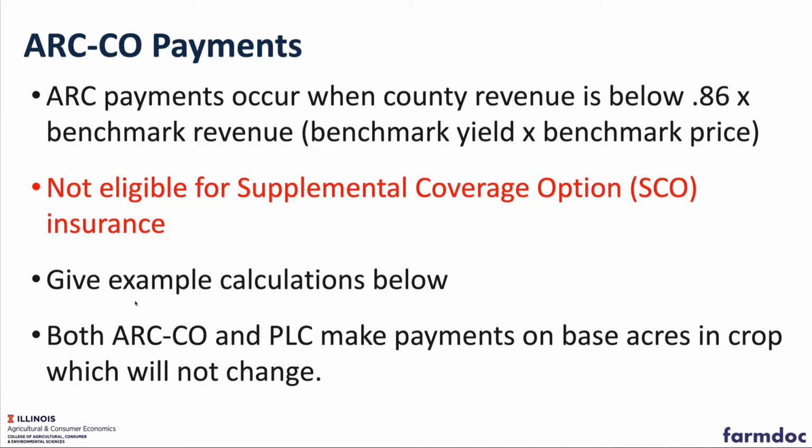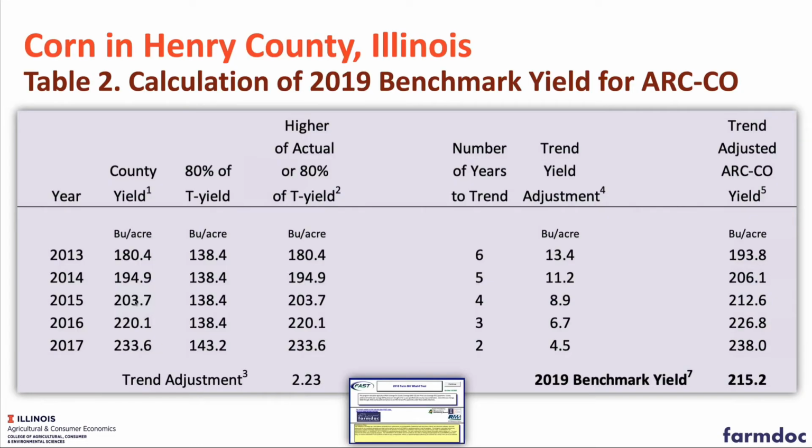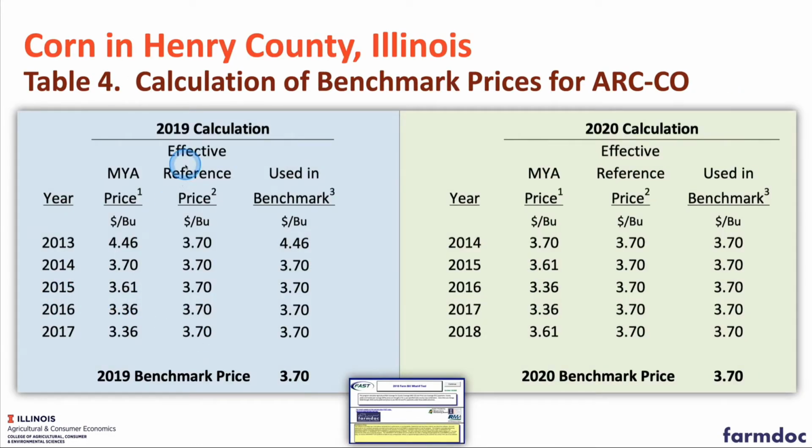I went the wrong way here. Here's the benchmark price. The benchmark price for 2019 will be 370. Same thing for 2020. We know the benchmark price for 2020 will be 370 as well, because the higher of the effective reference price or the actual MYA price will be used. All of those will be 370. We'll throw out the high and the low, and it's going to be 370 for 2019 and 2020.